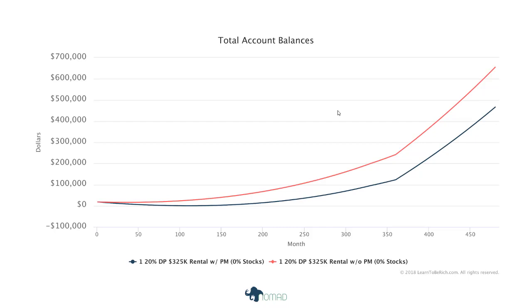This is the same chart zoomed out, showing you that over time, how much you have in your account if you don't hire a property manager is more than if you actually hire a property manager and you're paying property management fees. This makes sense, right? You're paying part of it out to the property manager, so it doesn't go in your bank account, it doesn't accumulate over time. So this is the difference between the two.